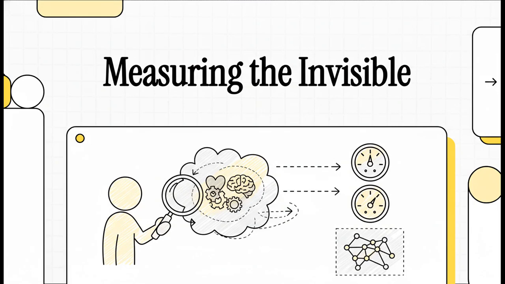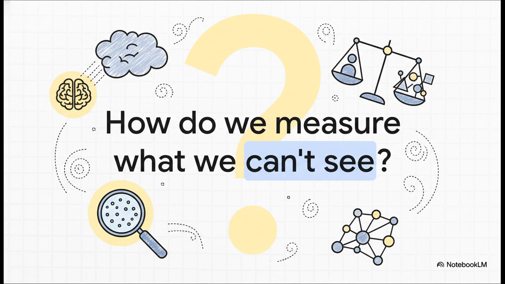It's kind of funny when you think about it. Some of the most important things we measure in fields like psychology or HR, things like competence or personality, we can't actually see them. So let's dig into that because it's a really fascinating challenge. That's the big question, right? How do we put a number on something that doesn't have a physical form?